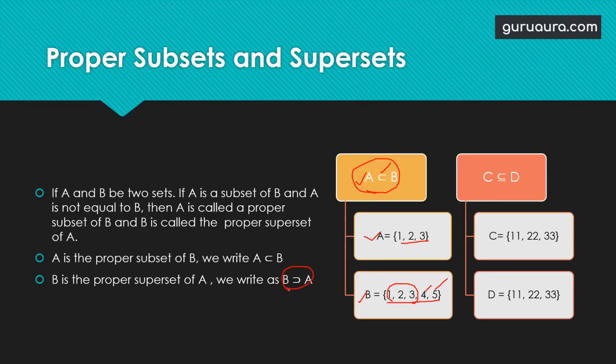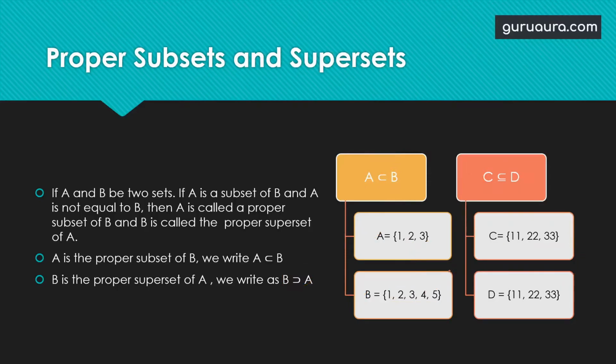Again, let's consider sets C and D. These two sets have exactly the same elements, 11, 22 and 33. So, set C is a subset of set D. Here, we cannot say that set C is a proper subset of set D, as both the sets have the same elements. So, set A is the proper subset of set B only if set A is contained in set B and there are some extra elements in B which are not in A.